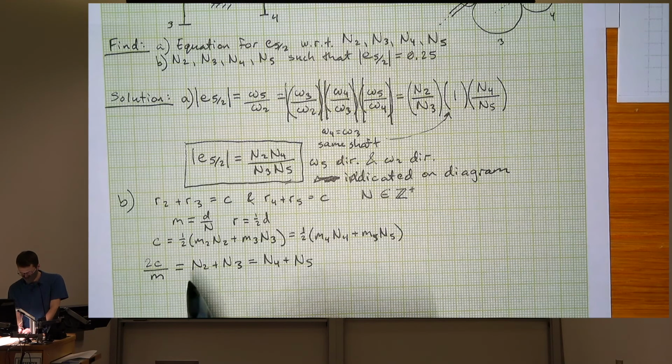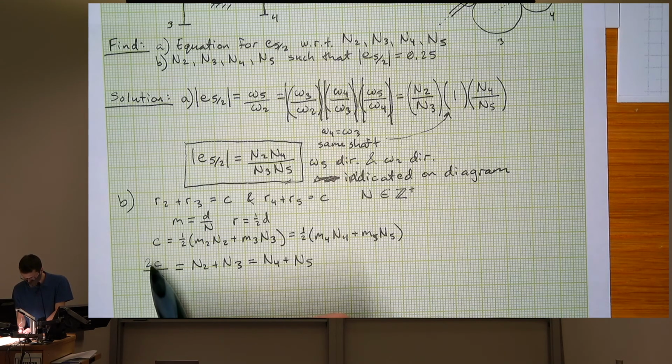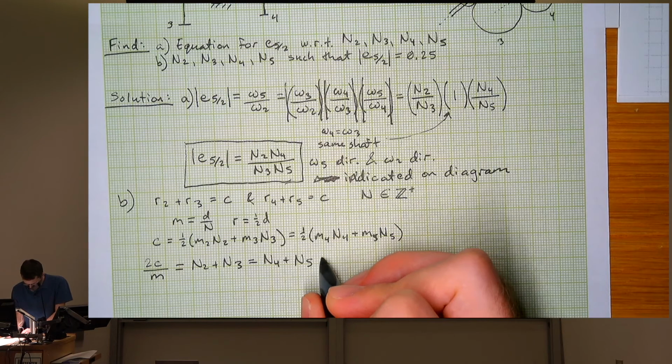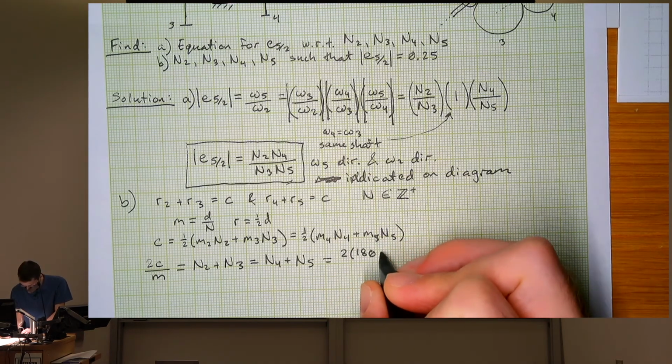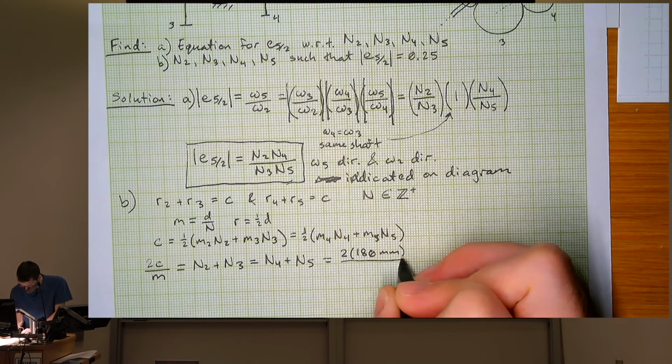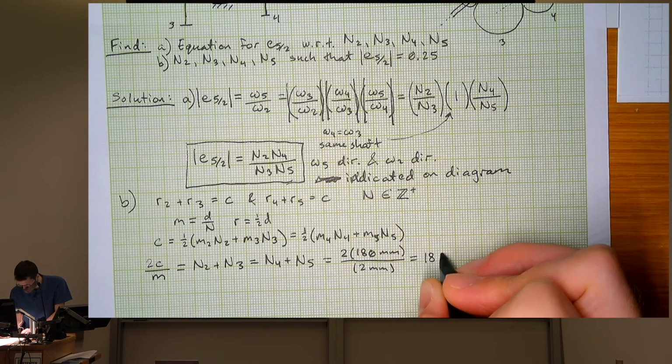So there's two equations here. We have n2 plus n3 is equal to 2c over m. We have n4 plus n5 is equal to 2c over m. Okay. So I'm going to insert our values for 2c over m. We have 2 times 180 millimeters divided by 2 millimeters, which gives us 180.